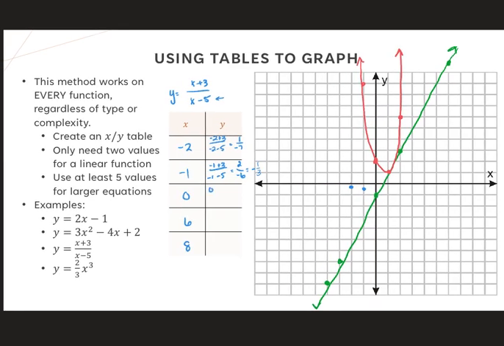Okay. If I plug in 0, I get 0 plus 3 over 0 minus 5, which is a negative 3/5. So again, just a little bit farther away. 6 plus 3 over 6 minus 5 is going to be 9 over 1. So that's a 9. So 5, 6, and 9. And then 8 plus 3 over 8 minus 5 is going to be 11 over 3. So if I go over to 8, 11/3 is a little bit less than 3.